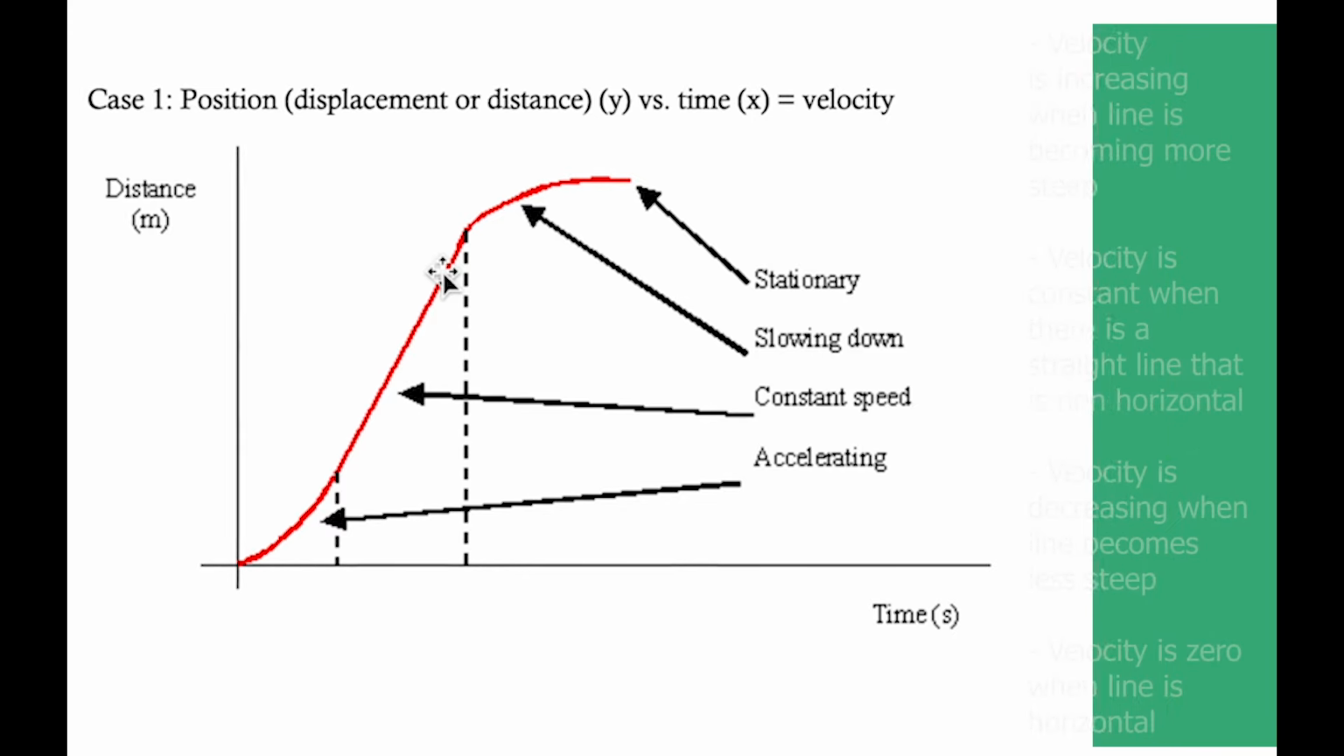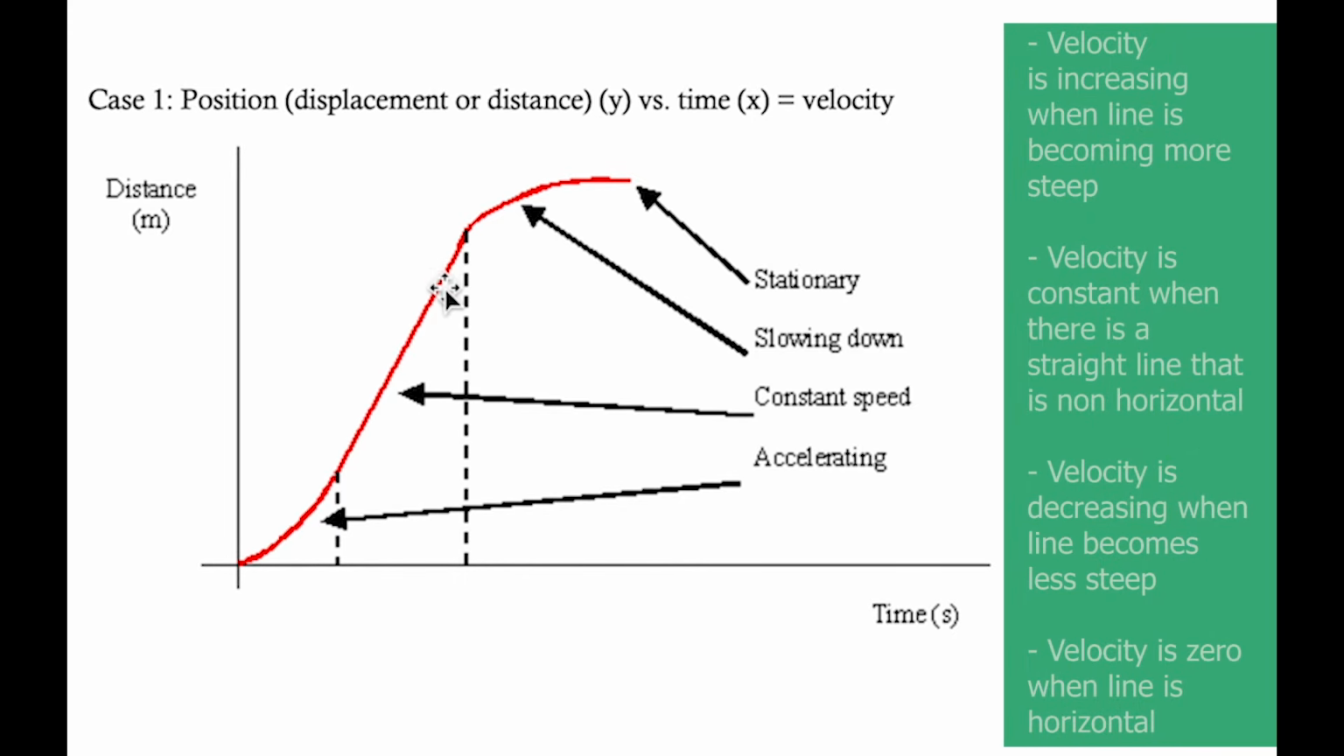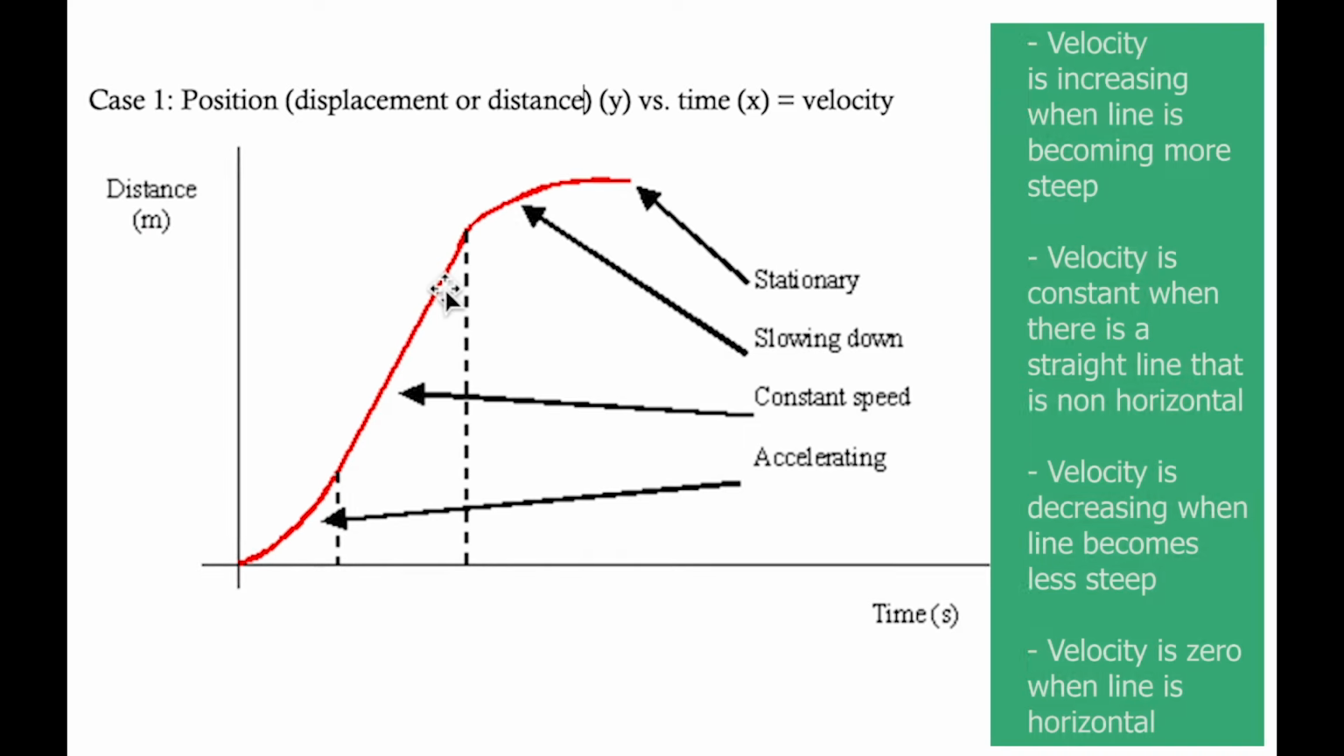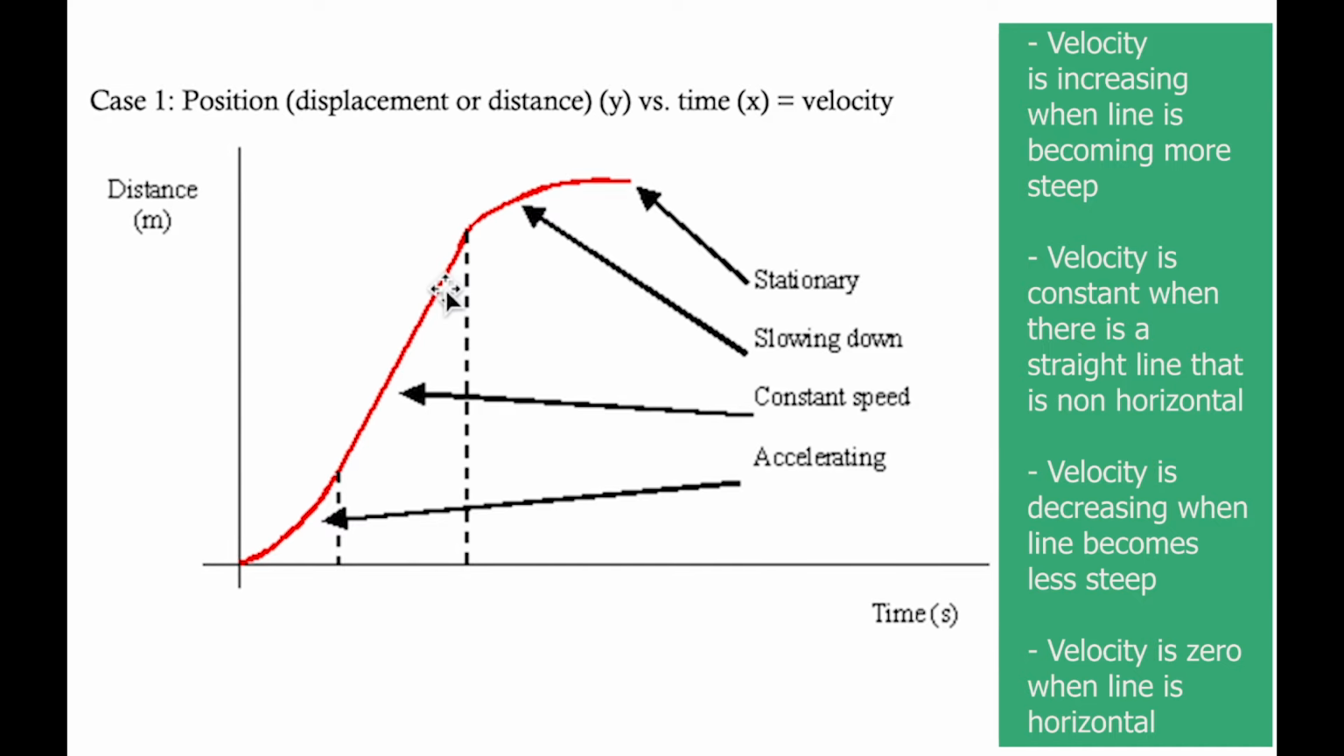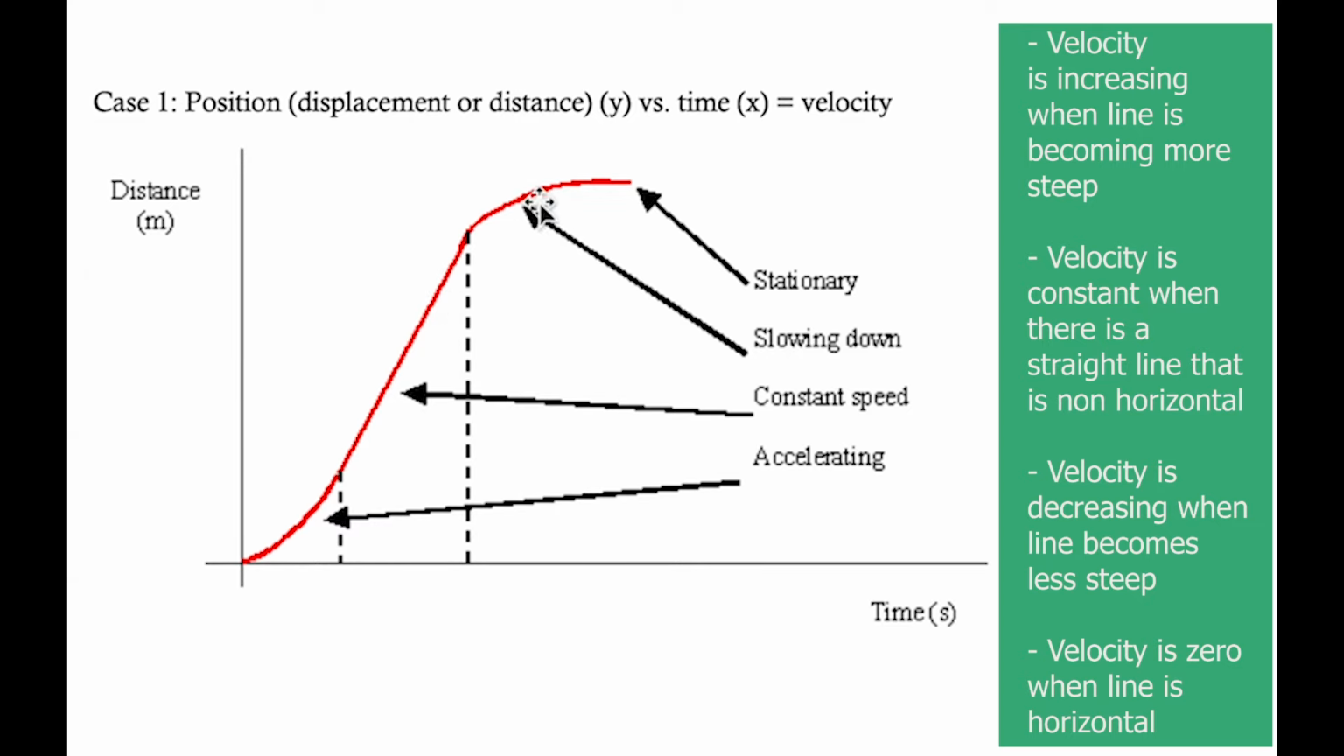Even though it is going up, the line is a straight line, and because a straight line means a constant speed, we're going to have a constant speed. As I told you earlier, if you have a constant speed, this means that there is no acceleration. And then it starts to curve with a less steep line.